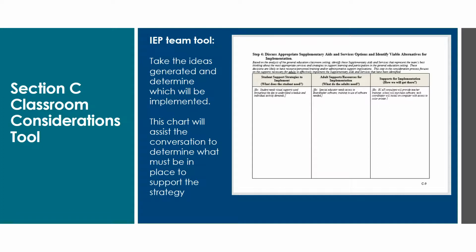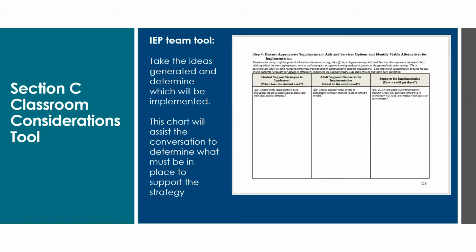I think this chart will assist that conversation to determine what must be in place to support the strategy. It's important to understand that interventions or changes to what will occur for a student should be considered within the framework of the IEP team. So IEP teams can take the recommendations from the toolkit, and then they can determine what will be added for the student. This part of the toolkit really acts as a framework for that conversation. And then the components that can be considered within the IEP, especially designed instruction and or supports for school personnel. So if we need more consultation with the AT, I think that's an example they have there. The AT consultant will provide the teacher training, and the school will purchase software, tech, or whatever.